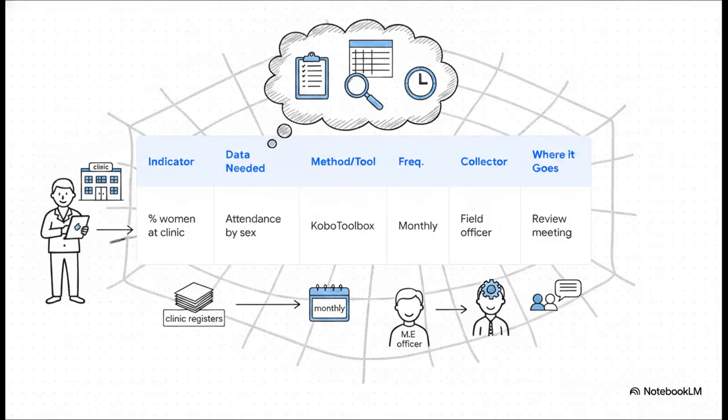But to keep that routine from falling apart, you really need a monitoring plan. By answering a few specific, practical questions for every single indicator in your log frame, you create a safety net. You need to know what data is needed, what's the tool, how often, who collects it, and where does it go. When you actually write these answers down, like assigning the field officer to collect monthly clinic register data for the M&E officer to review, your monitoring stops relying on human memory and good intentions. It becomes a reliable, structured system that you can count on.